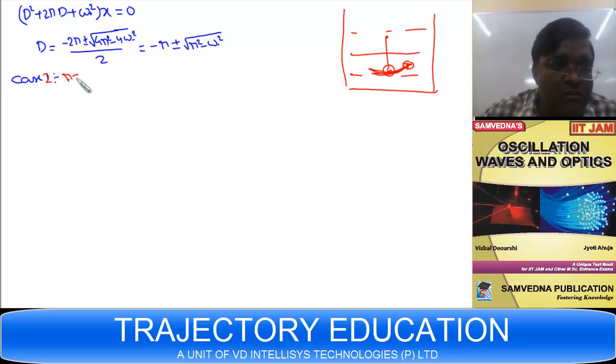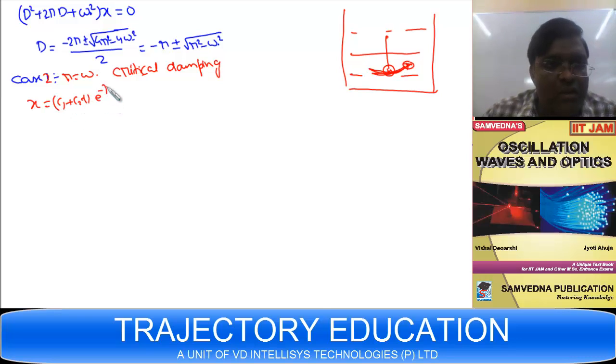Now let me consider case 2, when r equals omega naught. This is called critical damping. In case of critical damping, you have equal roots. The solution is C1 plus C2 t, times e to the power minus rt. So again, this is non-oscillatory.